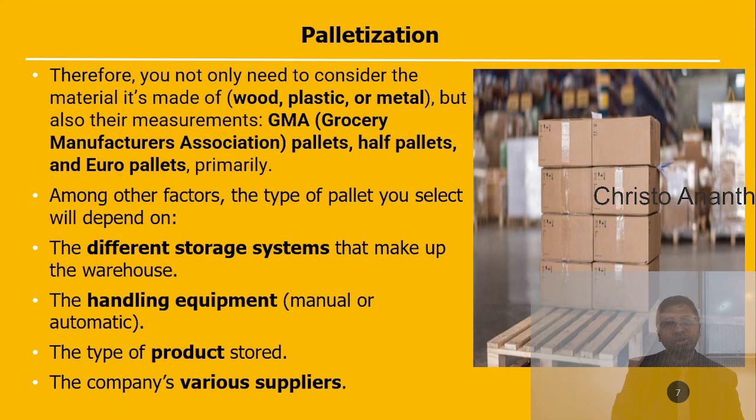You not only have to consider the material it is made of, like wood, plastic or metal, but also the measurements, especially with GMA, Grocery Manufacturers Association pallets, half pallets, and the most popular one, Euro pallets. There are some designs and characteristics the pallet will depend on. The type of pallet depends on the storage systems of the entire warehouse, then the handling equipment, manual or automatic, the type of product which is actually stored, and the various suppliers of the company.